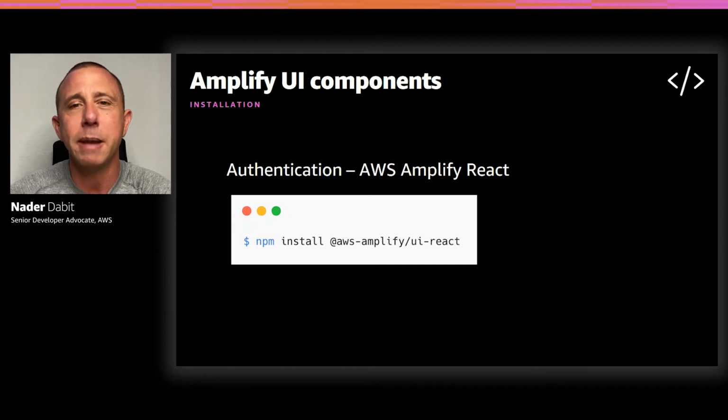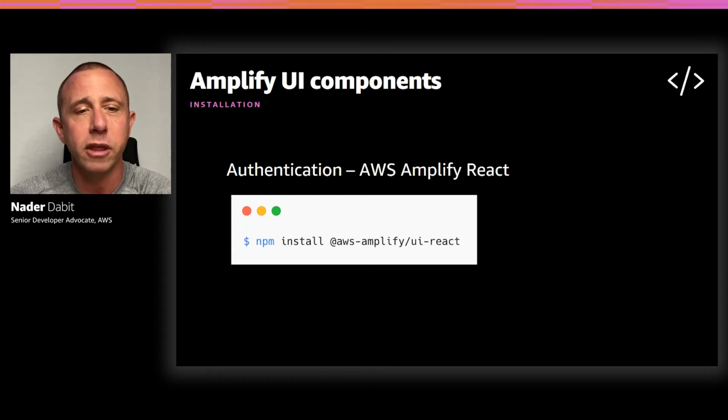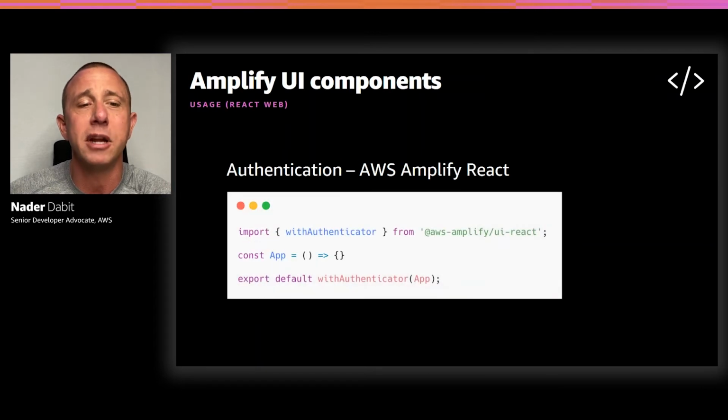You need a user to be able to sign in. You need them to be able to sign out. You need them to be able to do things like resetting their password and so on and so forth. So instead of writing all that code from scratch, you can install the Amplify UI components. So in this example for web or for any JavaScript, we might say npm install @aws-amplify/ui-react, and we can start importing these components and using them.